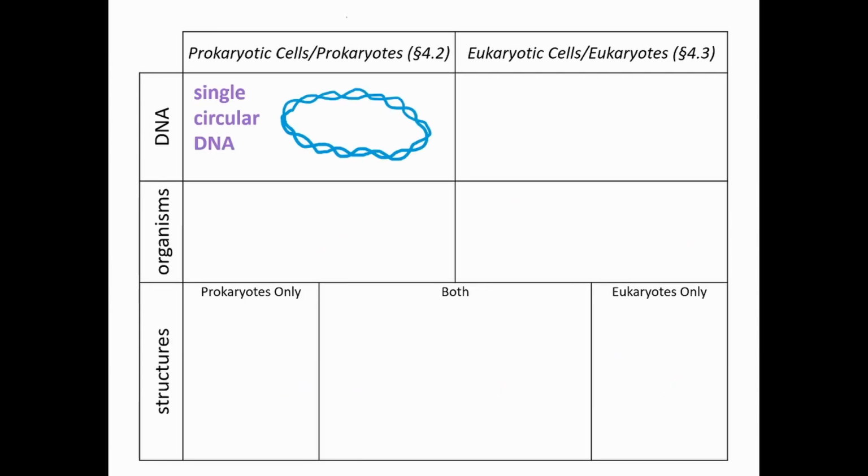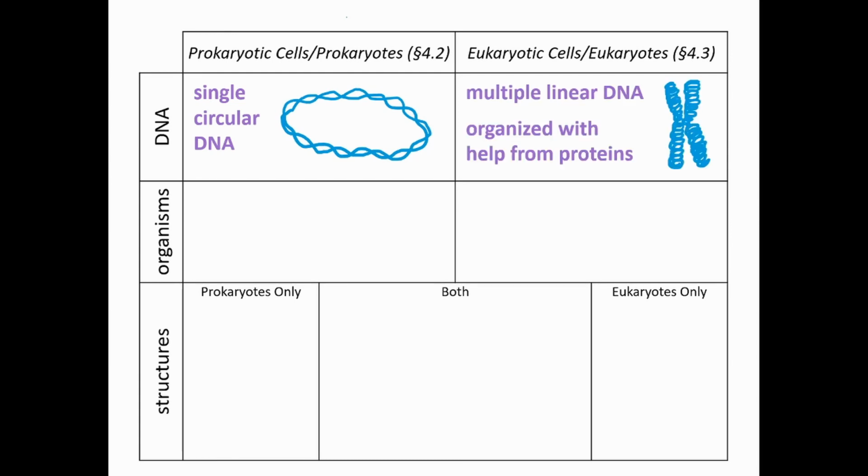Moving on, our prokaryotic cells have DNA found in a single circular unit versus the linear DNA found in eukaryotic cells. And this is organized with the help of special proteins that are associated with DNA. And when we look at the organisms that make up the prokaryotic cell groups, we have bacteria and archaea, like we mentioned before. Whereas eukaryotic cells, although we focus on animals and plants, also include algae, protists, and fungus.